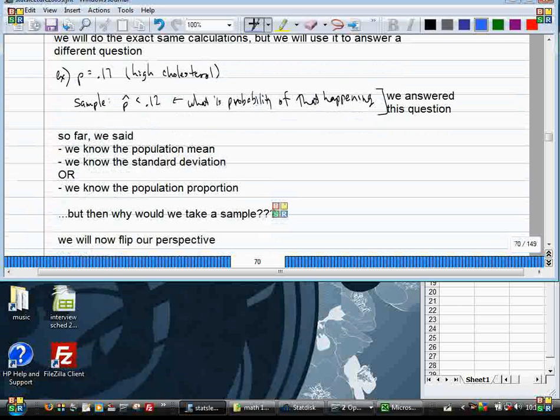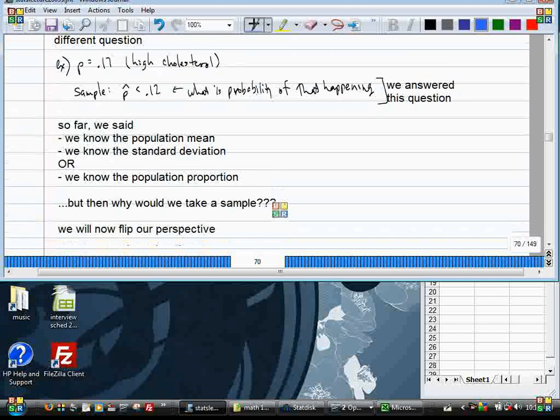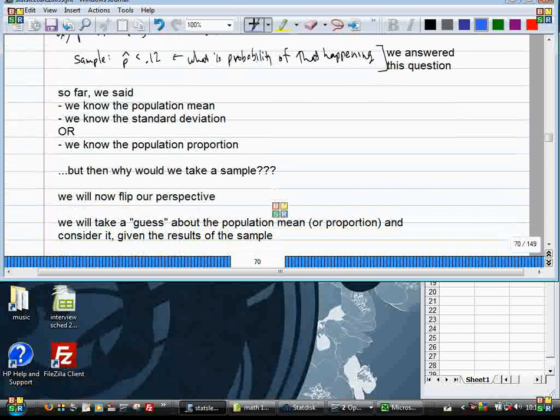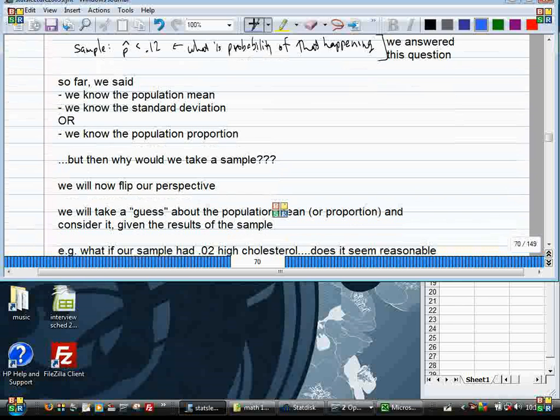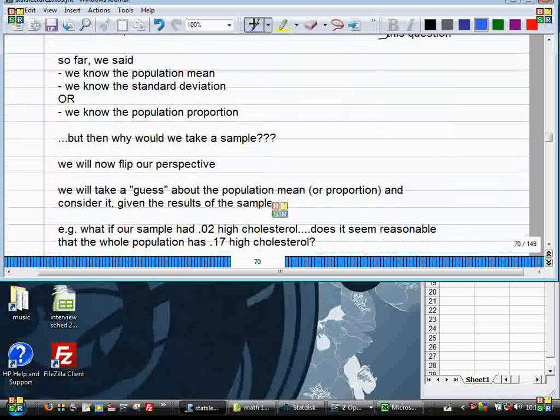So, we're going to flip our perspective. We will take a guess about the population mean or proportion and then consider it given the results of the sample. So, just to give you some think about this, for example. What if our sample had 0.02 high cholesterol? Would it then seem reasonable that the whole population has a proportion of 0.17 high cholesterol? Would that seem reasonable? No, something's got to give.